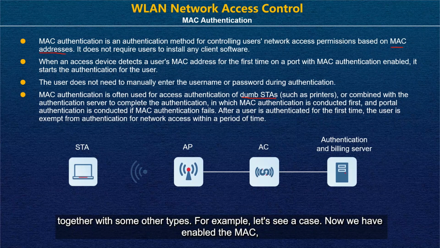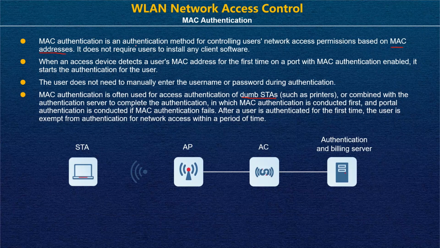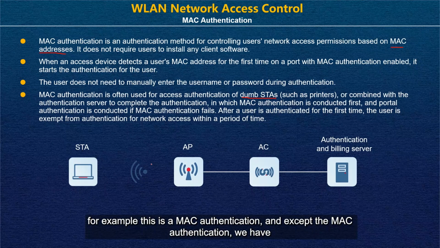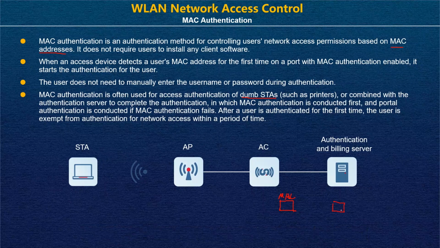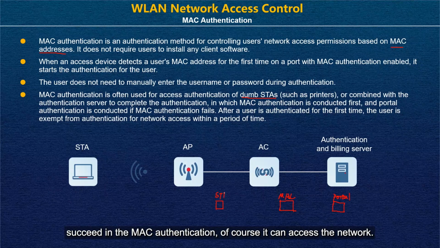Now we have enabled the MAC. For example, this is a MAC authentication, and except the MAC authentication, we have enabled the portal authentication at the same time. And if the STA is starting authenticate, firstly, it will pass the MAC authentication. If it succeeds in the MAC authentication, of course, it can access the network.